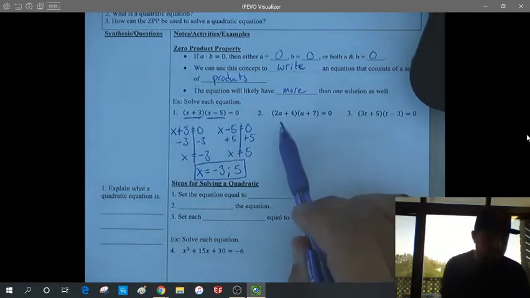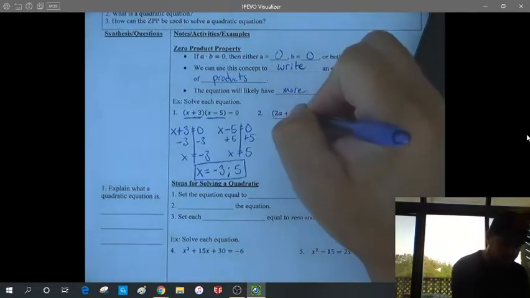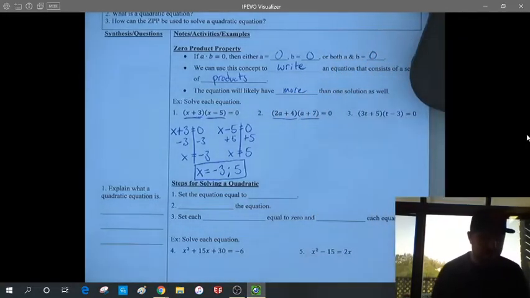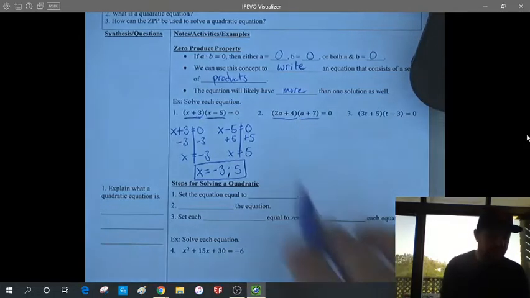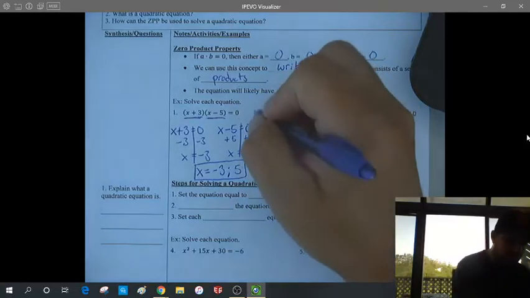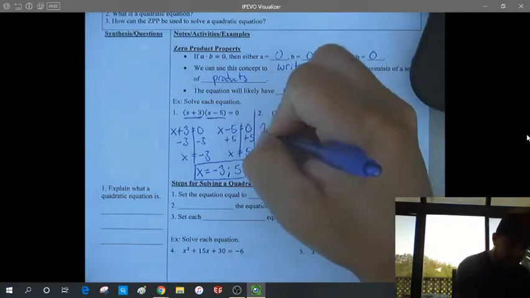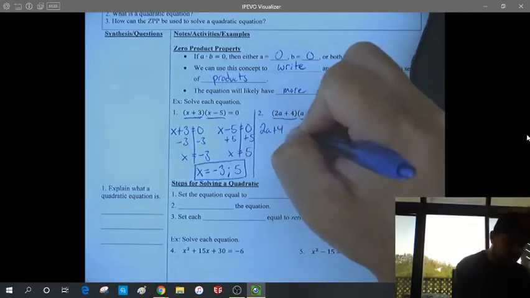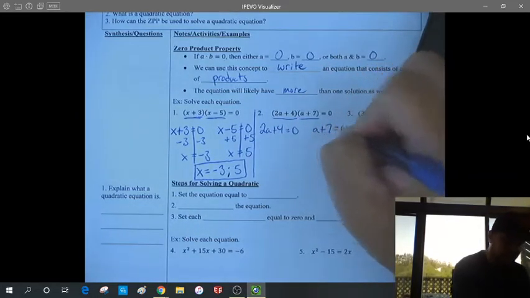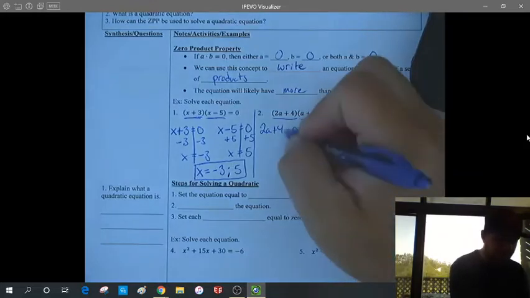Okay, for number 2, same idea. The 2a plus 4 is one of my factors here. A plus 7 is my other binomial factor. The fact that those are set equal to 0, either one of those can be 0 and it'll make the whole thing 0. So if I set up a couple of equations, the first one can be 2a plus 4 will be equal to 0. A plus 7 could be equal to 0, and then solve each of those.